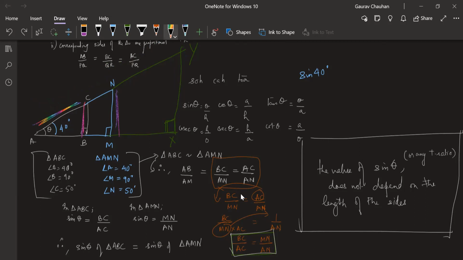The point I'm trying to make here is that the values of these t ratios do not really depend on the length of the sides. This is a very important understanding to have here, and it follows directly from our understanding of the similarity of triangles.